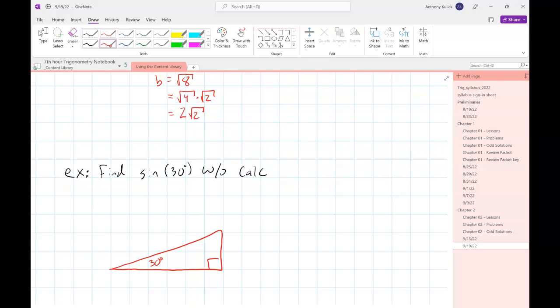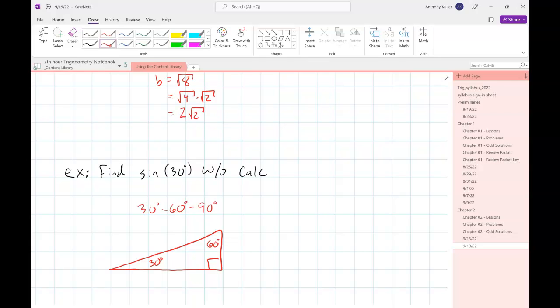Okay, so I have that. What else do I know? Okay, what's the other angle that I'm missing then? 60. Yep, that's right. Because I know there are 180 degrees in a triangle. Everybody's cool with that? Wait a minute. What are the angle measures of this triangle? 30, 60, 90. That rings a bell.